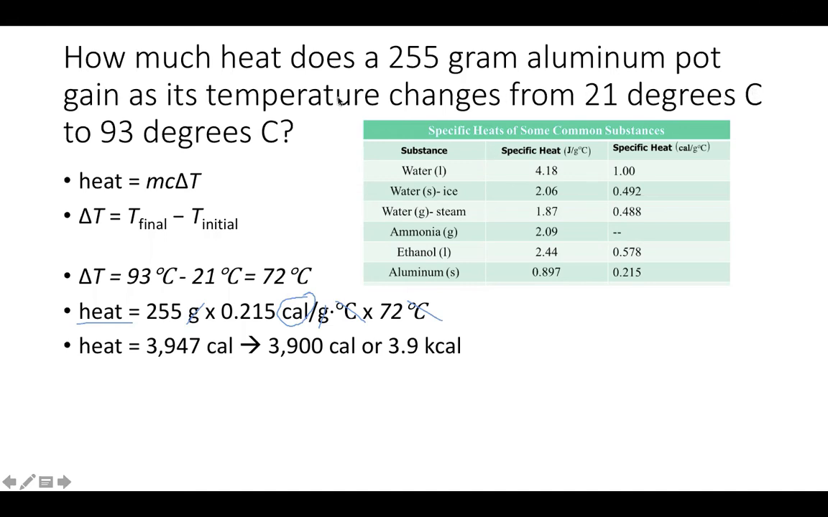Notice I only have 2 SIGs max for my question. So I change that to 3,900 calories. And I can change this to 3.9 kilocalories just by adding that prefix of a little k, okay? I divide this by 1,000 to get it to kilocalories, which is a more common unit.